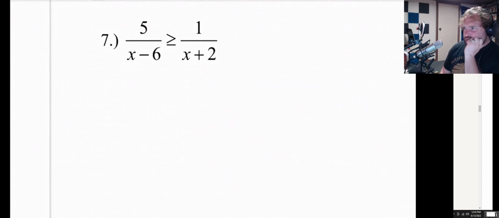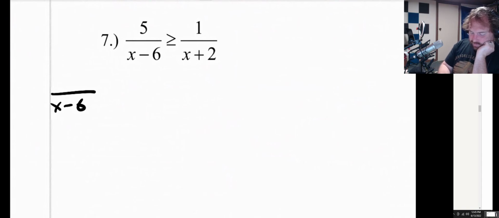It might be a good idea to first get everything off on the left side and then leave 0 over on the one side, which is always a good idea when solving any sort of problem. Set it equal to 0 if you can. So we have 5 over x minus 6. That 5 looks too much like a 6. There we go. We're going to subtract 1 over x plus 2 from both sides and make it greater than or equal to 0.